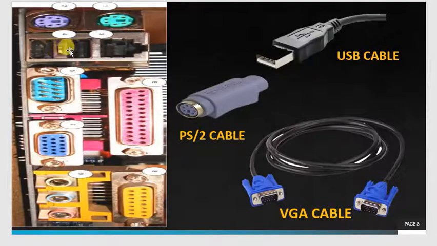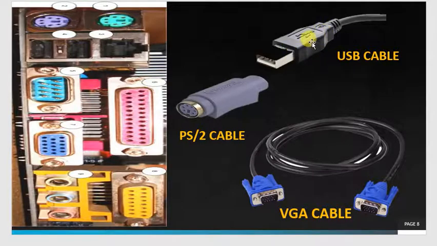Then when you come here, we have USB ports. This one too is used to connect USB mouse and USB keyboard. Now let's have a look at the cables. This is a USB cable, the universal serial bus cable. Some keyboards have this type of cable, and some mouses will have this type of cable.